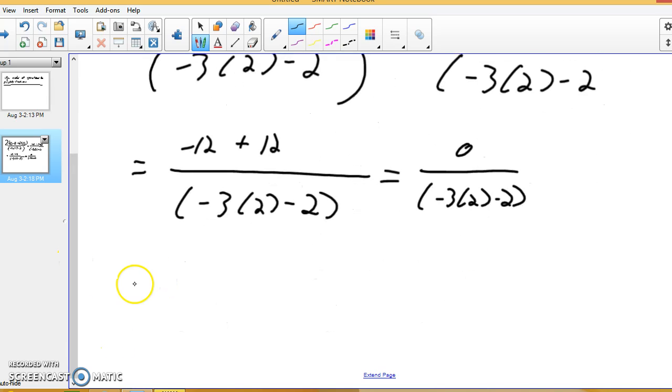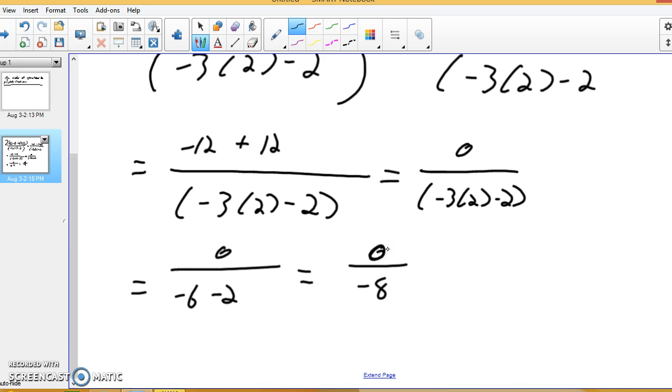Now that we've solved the top, we'll solve the bottom. So 0 divided by, we have a multiplication in there, so that's negative 6 minus 2. So 0 divided by negative 8. Well, because we have 0 on the top, we really didn't need to solve the bottom, because 0 divided by anything is 0, so our answer is 0.